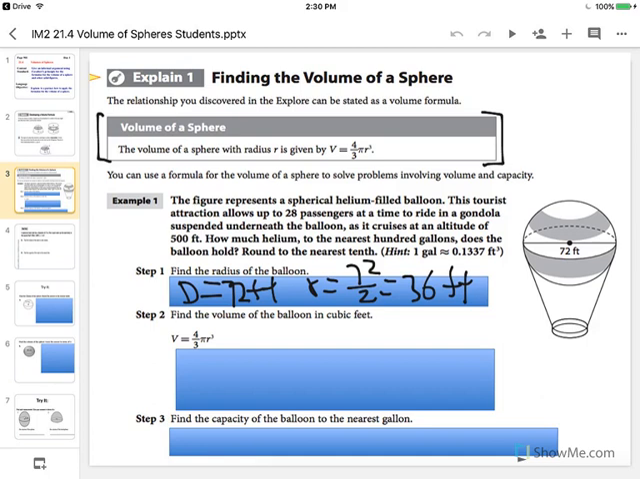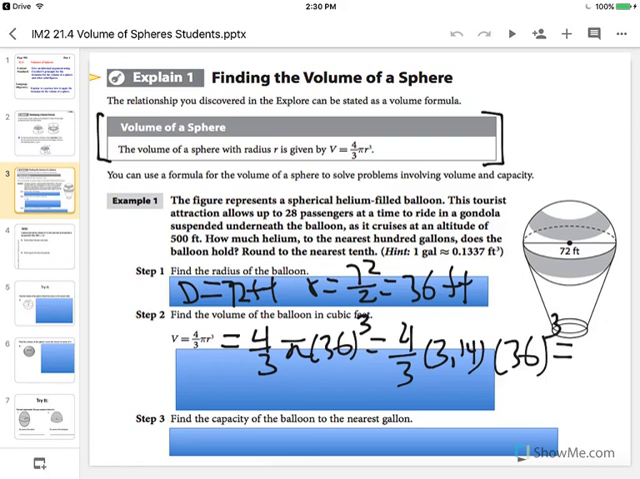Step 2, find the volume of the balloon, so it's 4/3 pi times 36 raised to the third power, or you can change pi to 3.14 and 36 raised to the third power, and from there just use your calculator. So this is approximately 195,333.12, and this is in terms of cubic feet.